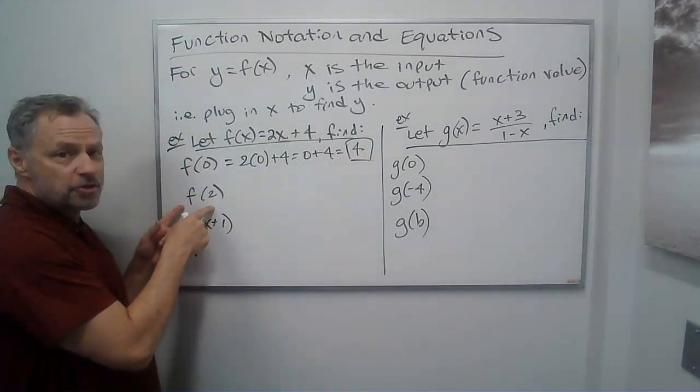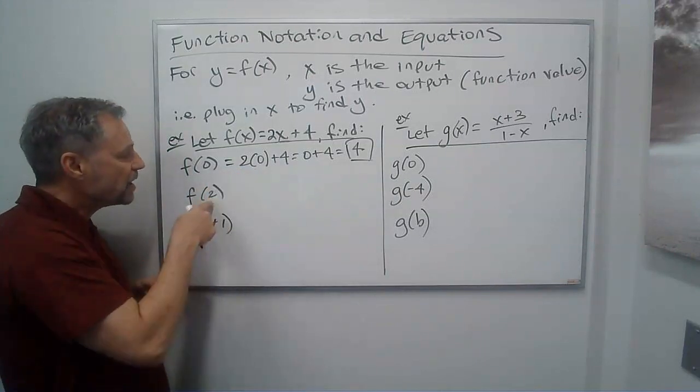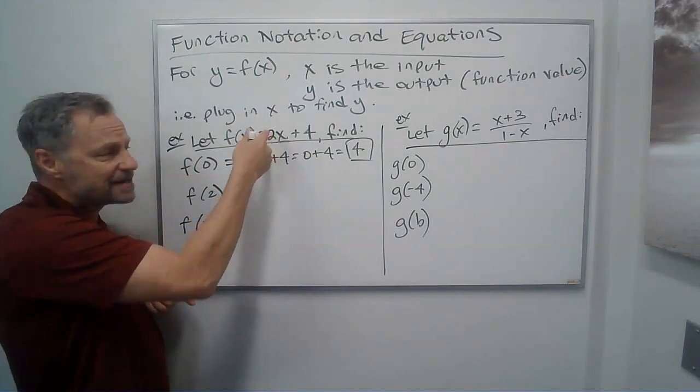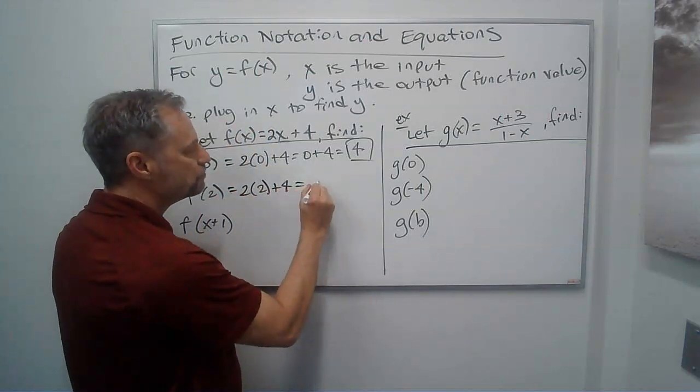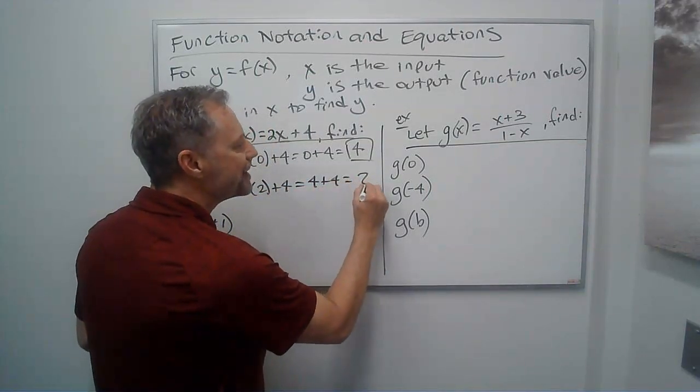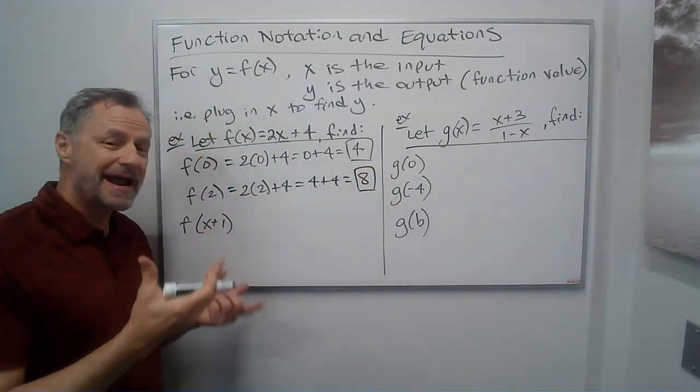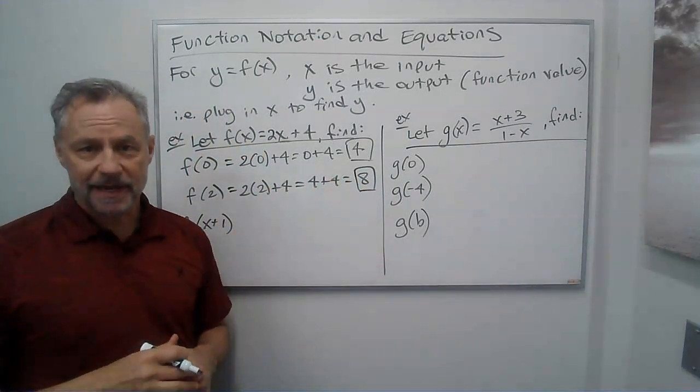For f of 2, I do the same thing as I did with the 0. I put the 2 in where the x was. So I have 2 times 2 plus 4, 4 plus 4. So this time I get 8 as my function value, my output. f of 2 is equal to 8.